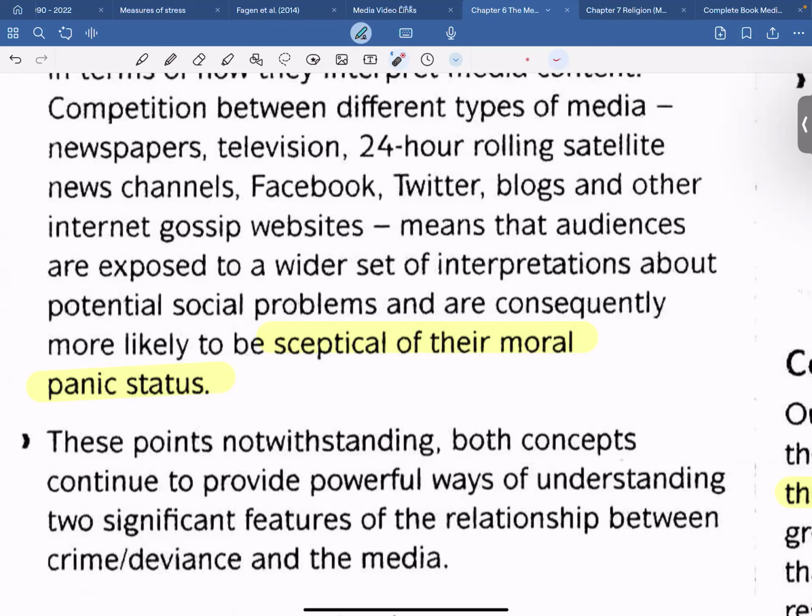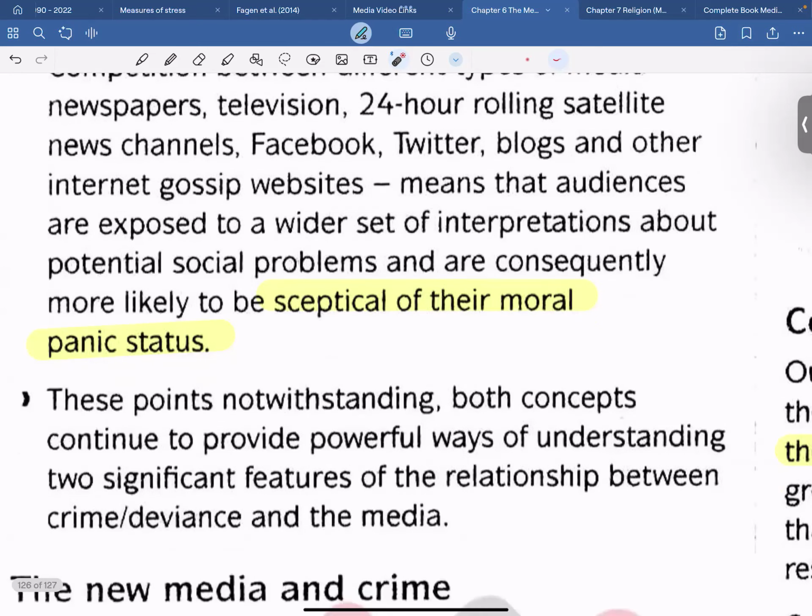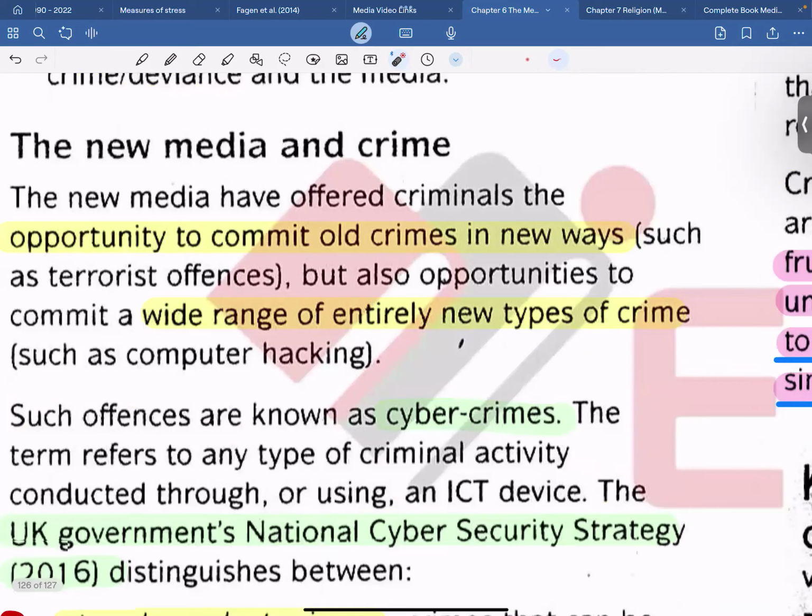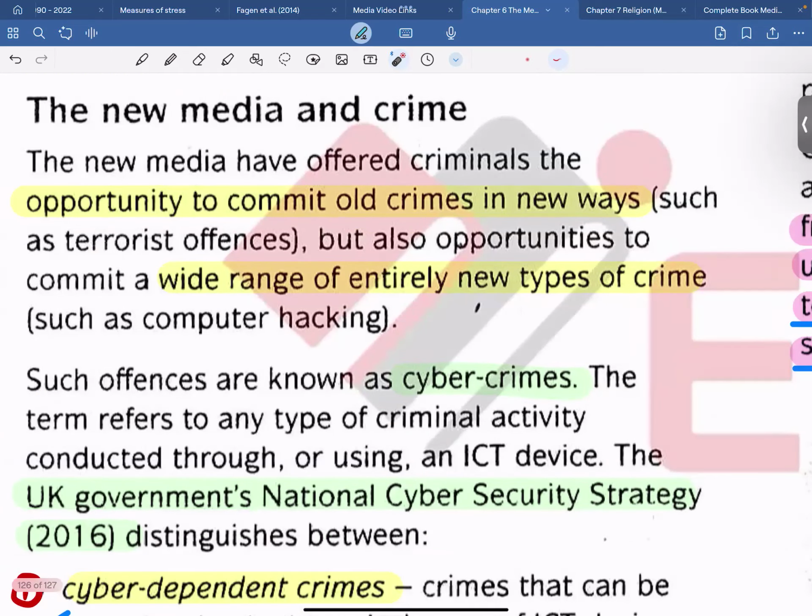The next point: these points notwithstanding, both concepts continue to provide powerful ways of understanding two significant features of the relationship between crime, deviance, and the media. Now, since we just spoke about new media, let's talk about the connection between new media and crime. The new media have offered criminals an opportunity.